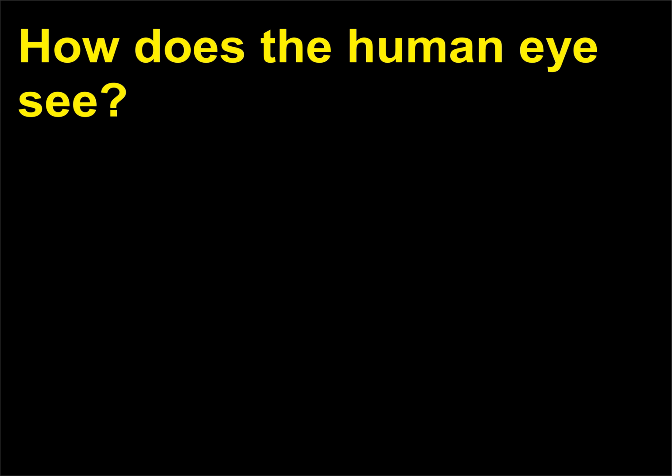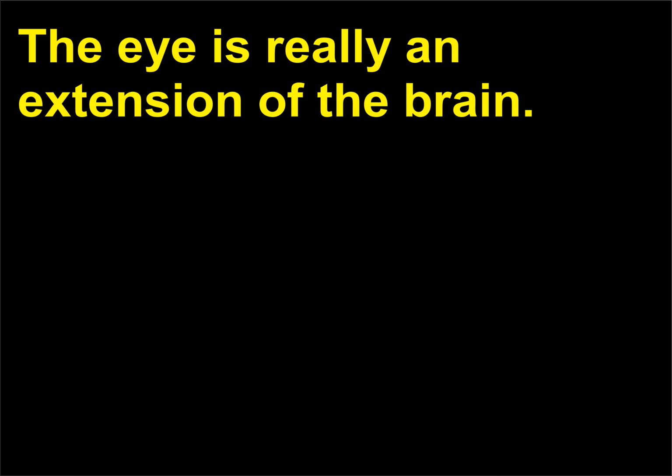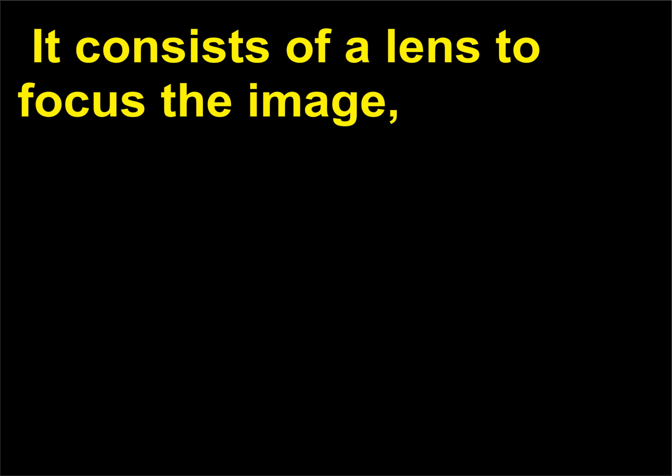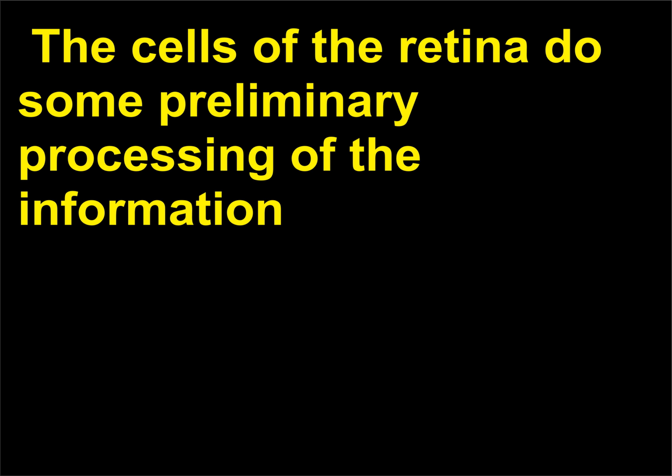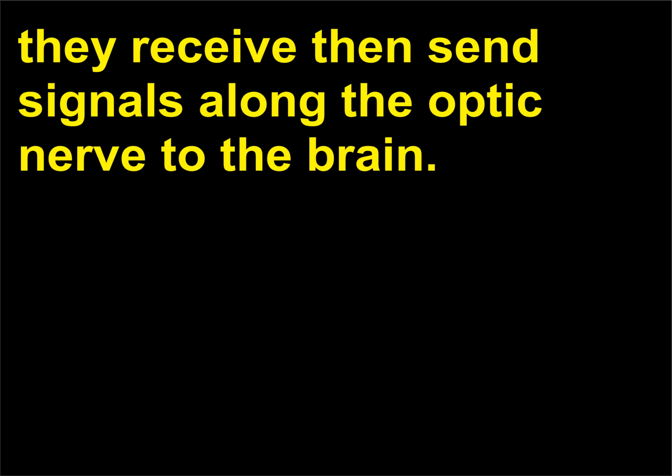How does the human eye see? The eye is really an extension of the brain. It consists of a lens to focus the image, an iris to regulate the amount of light entering the eye, and a screen called the retina. The cells of the retina do some preliminary processing of the information. They receive, then send signals along the optic nerve to the brain.